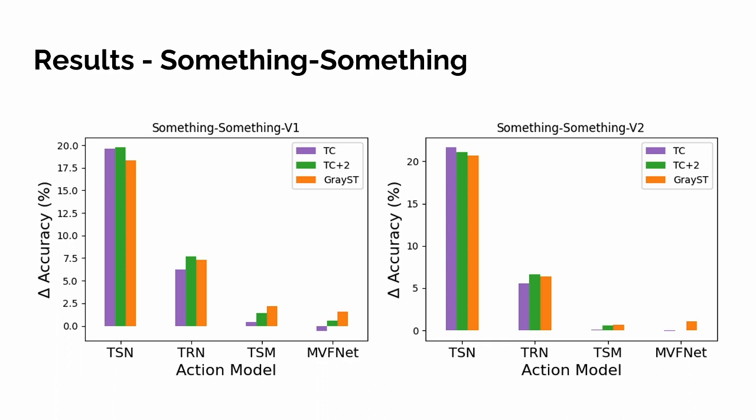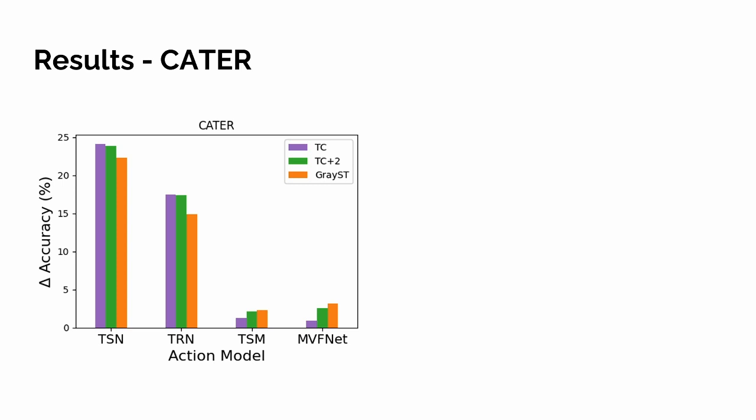Here's the result on Something-Something version 2, and the trend is very similar. It has a bigger improvement on the more naive models, but once the model has more temporal reasoning already, the improvement becomes less significant, but we still see consistent improvement overall. The result on the K2 dataset tells us the same thing. With TSN, we see up to 24% improvement, and the improvement becomes less significant when it comes to TSM or MVFNet. However, we still see consistent improvement overall.